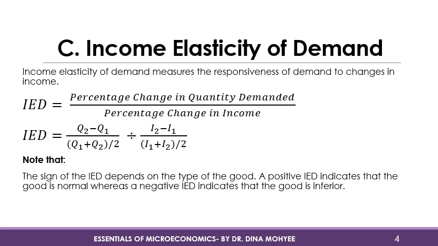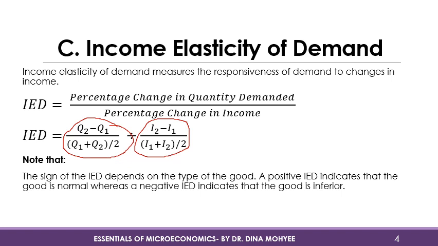Again, how do we calculate the percentage change in income and in quantity demanded? The percentage change in quantity demanded equals the new quantity minus the old quantity divided by the average of the two quantities. While the percentage change in income equals the new level of income minus the old level of income divided by the average of the two levels.